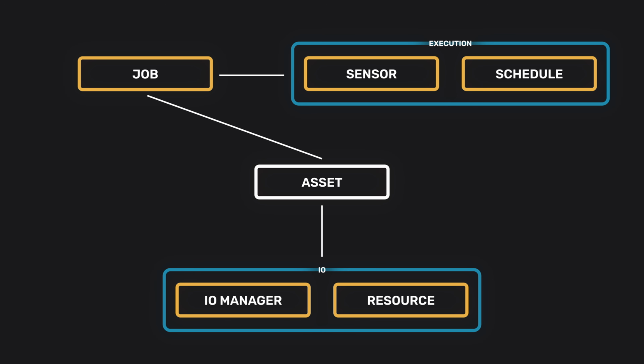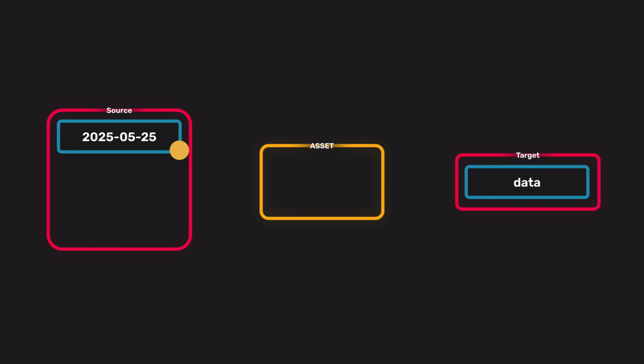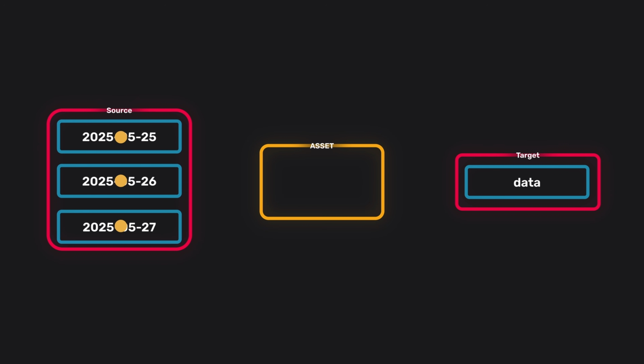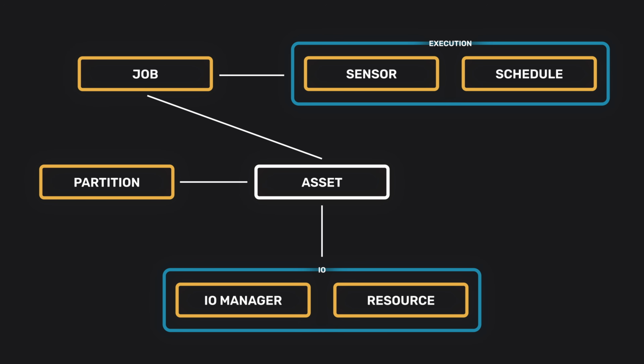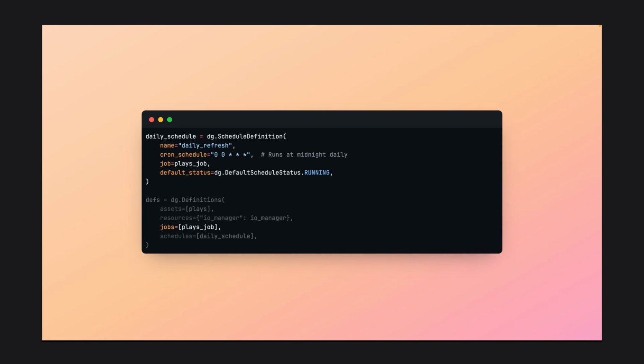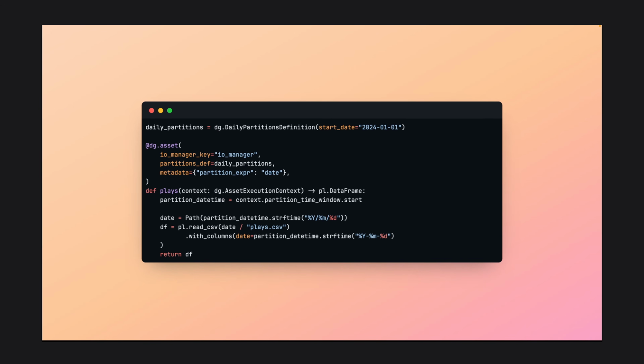Now, let's tackle one of Dagster's most powerful features: partitions. If we process daily data, we don't want to overwrite the same table every day. We want to handle each date's data independently. Partitions let you process subsets of your data independently. The most common partitioning strategy is a time-based partition. Now each asset run corresponds to a specific date partition. Dagster automatically tracks which partitions exist, which succeeded and which failed.